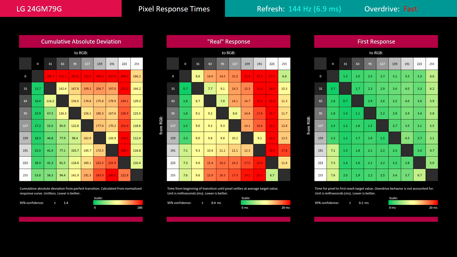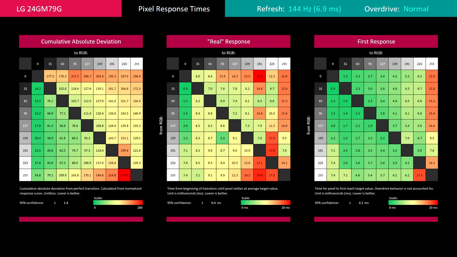It's immediately apparent that first response times improve dramatically. Real response times are a mixed bag, but the CAD improves for everything except for black to gray transitions. Putting the response time at normal has slightly slower first response, but the CAD graph is much better. This is where we want to be. And so the rest of the testing will be with overdrive set to normal.